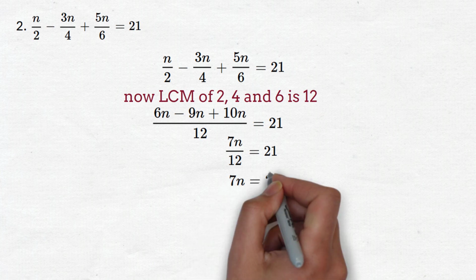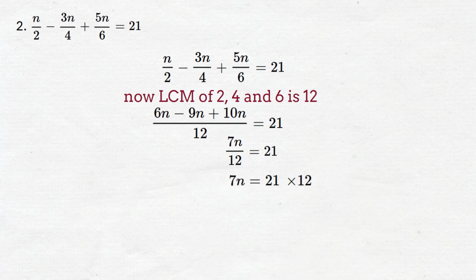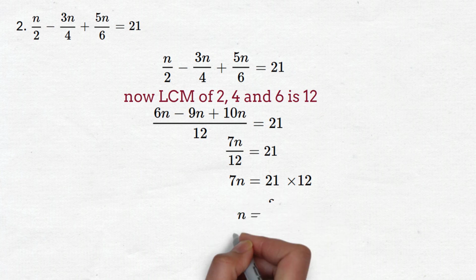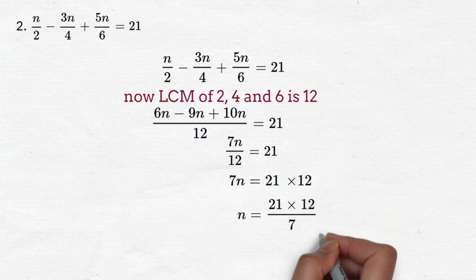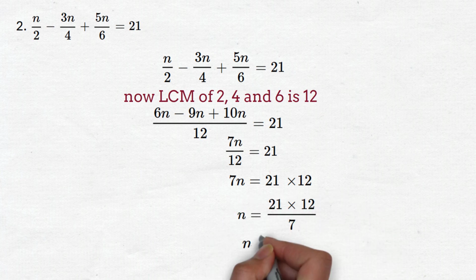7n equals 21 into 12. n equals (21 into 12)/7. n equals 36. Therefore, the value of n is 36.